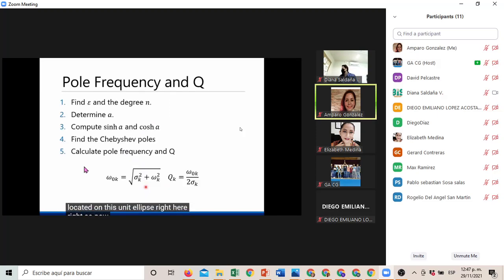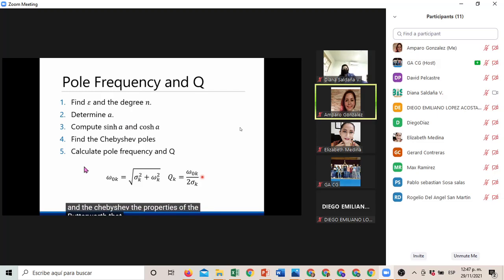So now these are the steps on how to design a Chebyshev filter. First, find your error factor epsilon and the degree n. We determine the parameter a, and compute the hyperbolic sine of a and the hyperbolic cosine of a. You find the Chebyshev poles and you calculate the pole frequency and its Q factor. So unlike the Butterworth filter, each stage of your Chebyshev filter has a different cutoff frequency. So that's the difference between the Butterworth and the Chebyshev.